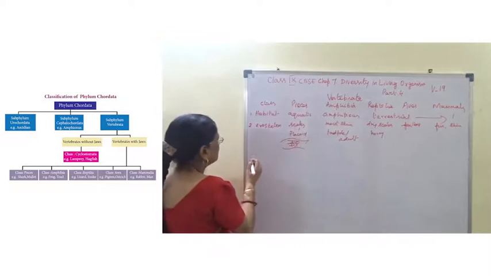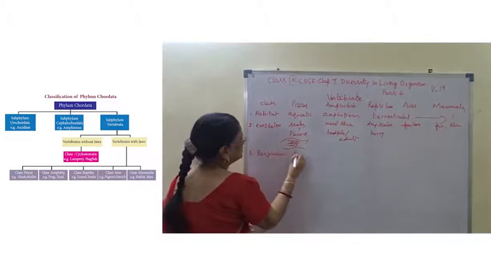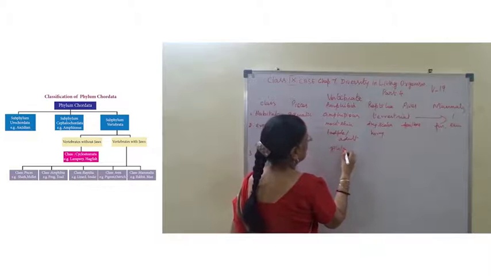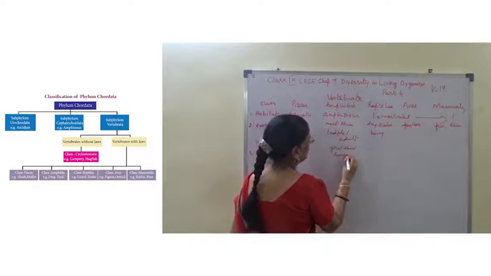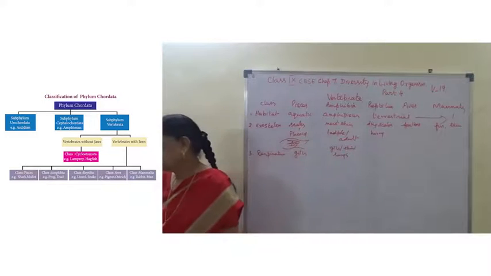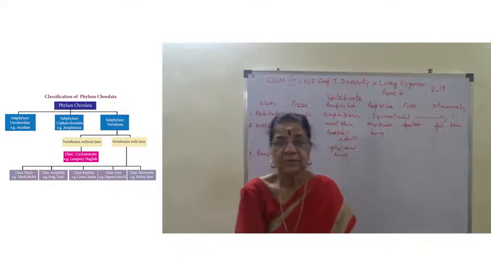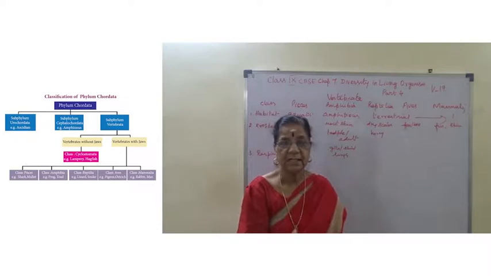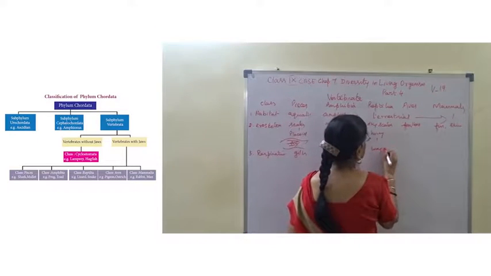The next one is respiration. Here the respiratory organ is gills. In amphibians, it is gills, skin, and lungs. In tadpole form, it is gill respiration. And the moist skin does cutaneous respiration. And lungs for the adult frog. When the frog is on land, it is lungs. Right? Whereas reptilia, again it is lungs.